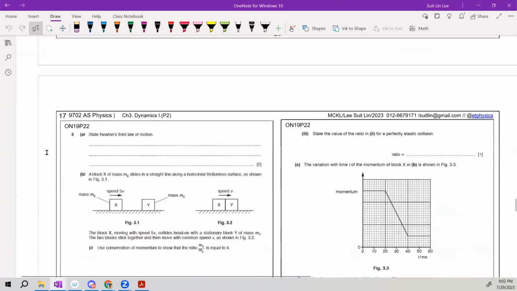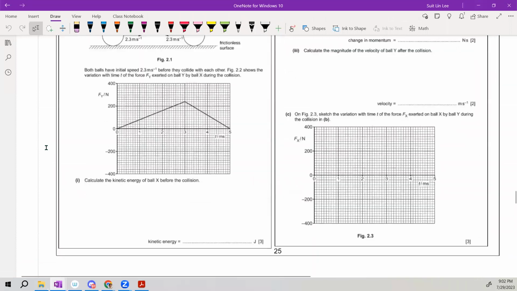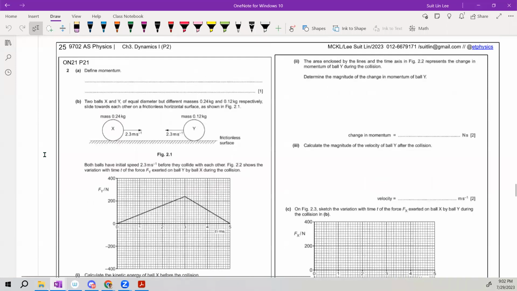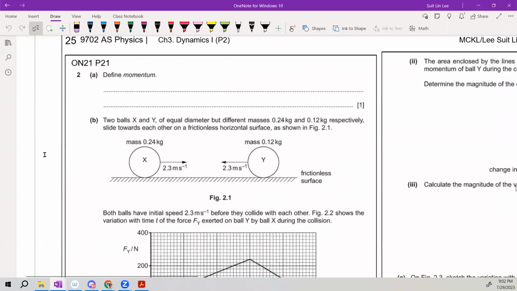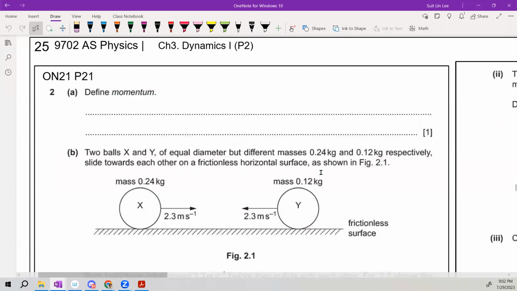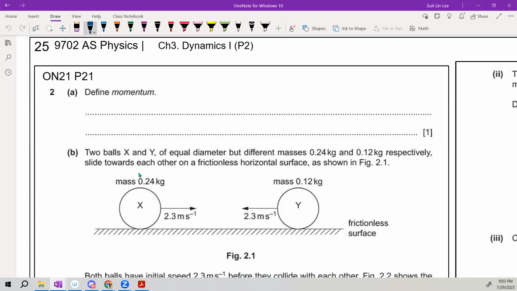So we'll start first by looking at page 25 in your paper 2 handout. If you're using the topical, then page 25. Okay, so the first one, you're asked to define momentum. So this is the product of mass and velocity.